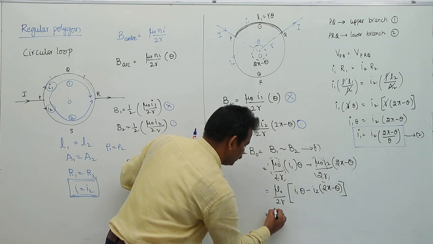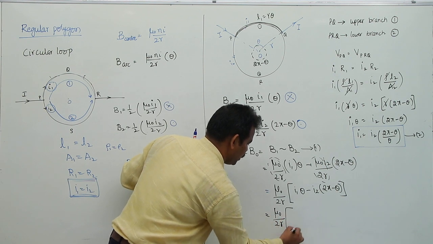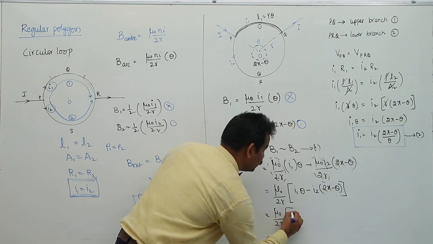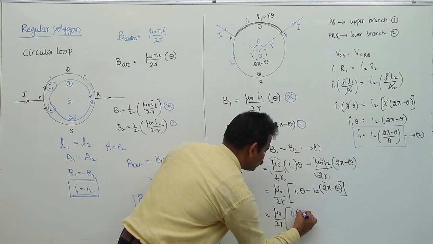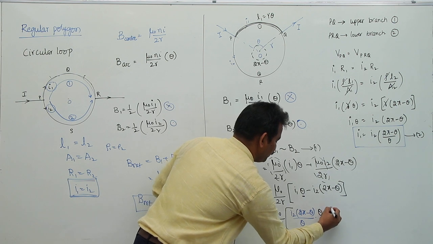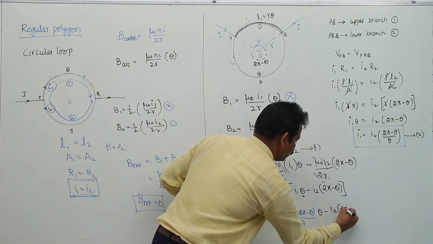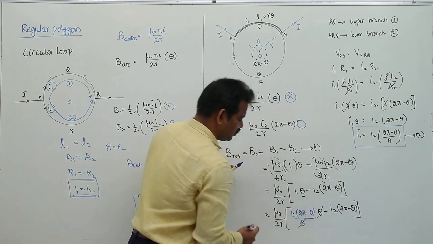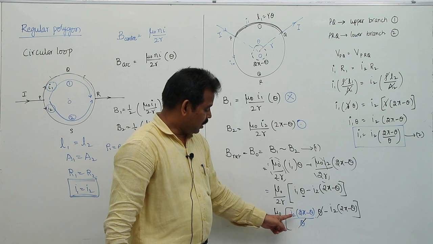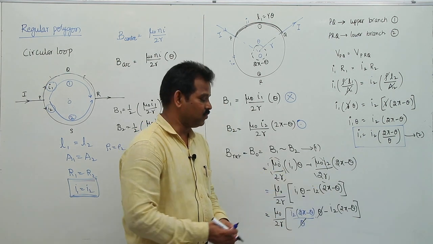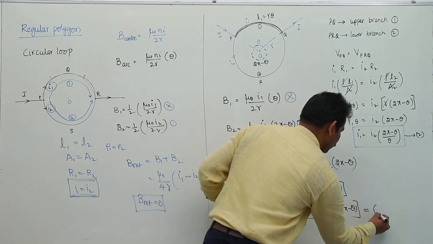So this will be mu naught by 2R. I1 is I2 into 2 pi minus theta by theta. So this will be I2 into 2 pi minus theta by theta into this theta, which can be written as theta only, minus I2 into 2 pi minus theta. So you can cancel this theta and theta here. You can see this I2 2 pi minus theta minus I2 2 pi minus theta, both are equal. So the net magnetic field once again will become 0.